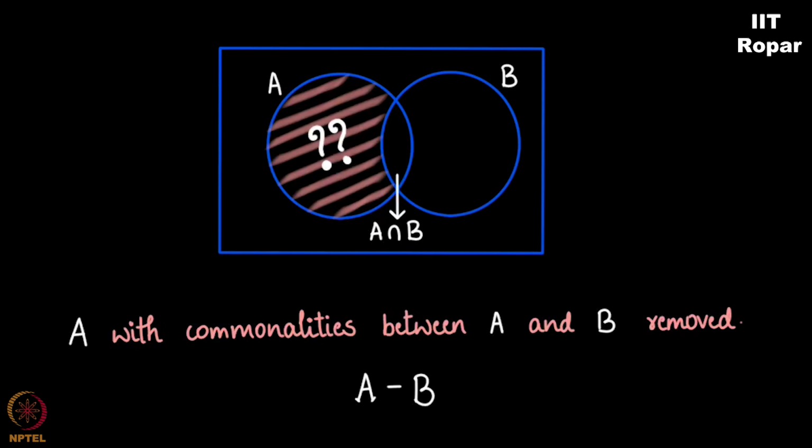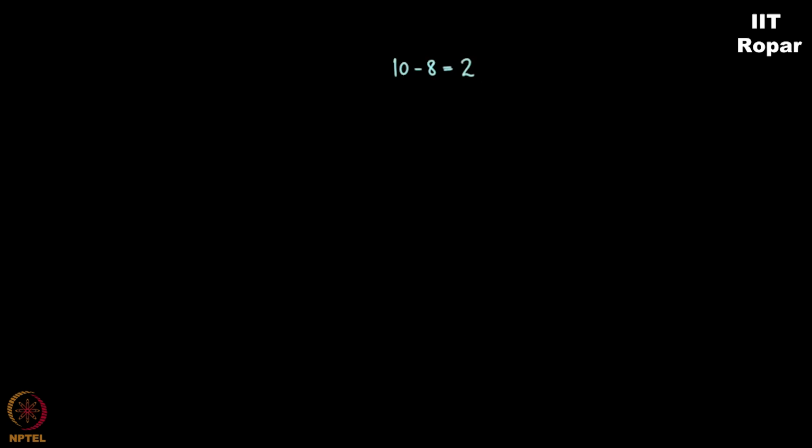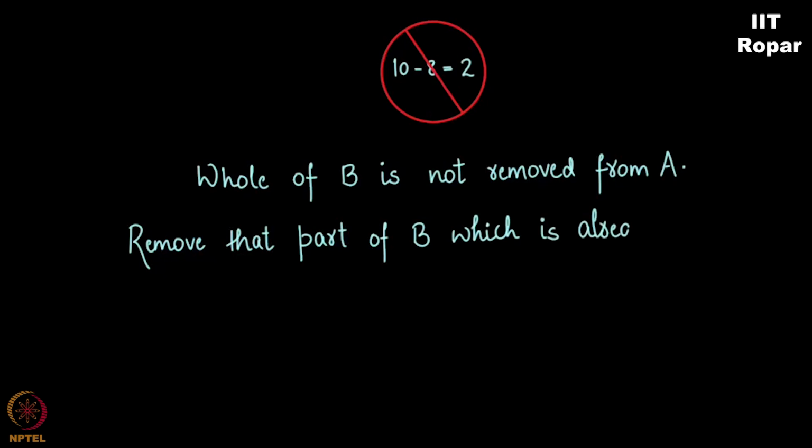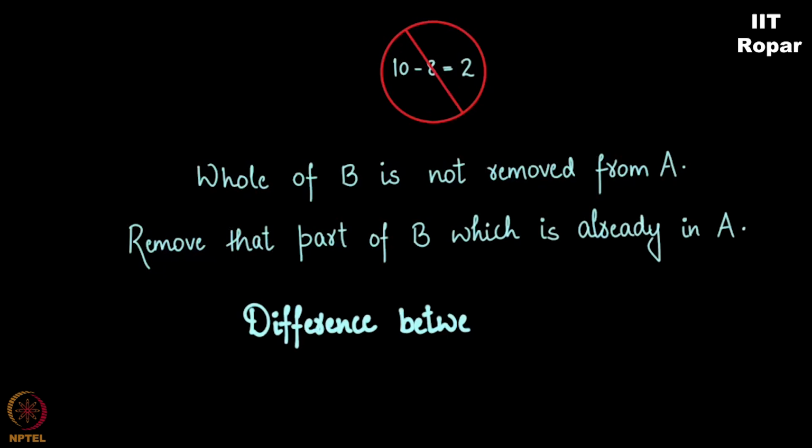Now, this is not the typical 10 minus 8 equals 2 that we know in arithmetic. It is slightly different from the typical subtraction. What you remove is not the whole of B from A. You only remove that part of B which is already in A. This is called the difference between two sets.